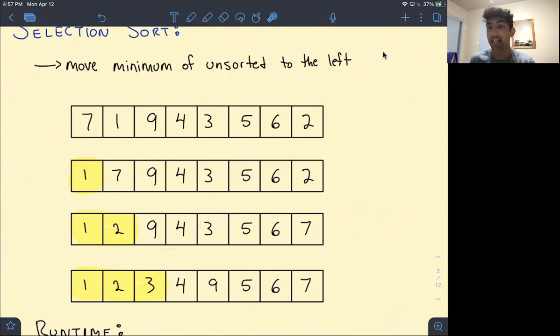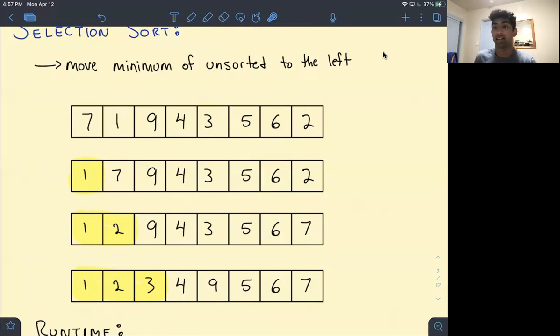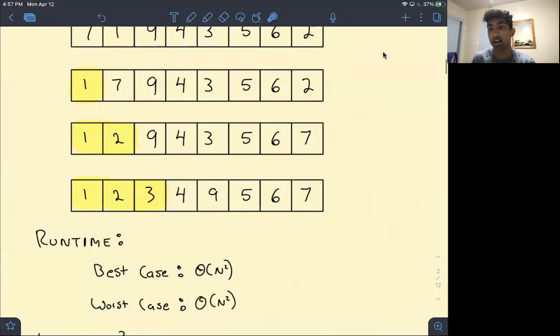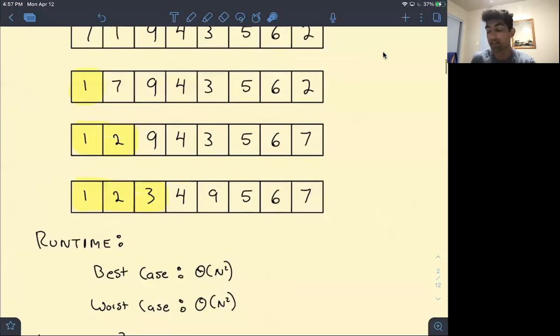Okay, and we can see if we keep executing this n times, eventually this yellow array will be fully sorted. So that's how selection sort works. Let's quickly talk about its runtime. The best and worst case runtime of selection sort is theta of n squared, right? And as always, whenever we're given a runtime, we should prove to ourselves why this runtime holds.